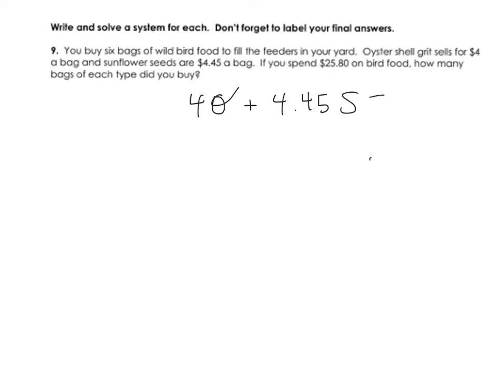And since we're talking about money here, it's going to be $25.80. And then on the bottom equation, I've got O for my bags of oyster shells, plus my S, which is my sunflower seeds. And in total, it is six total bags. So now we have to figure out how to solve this.